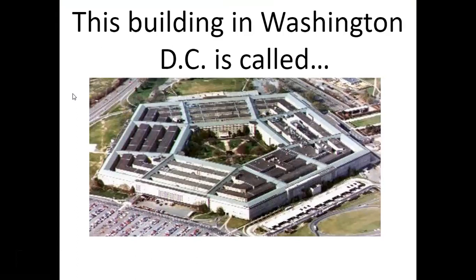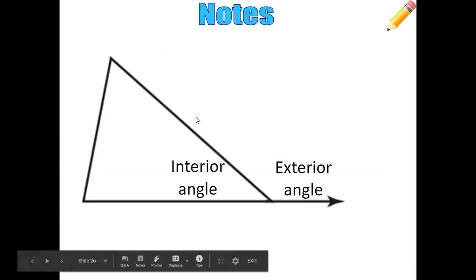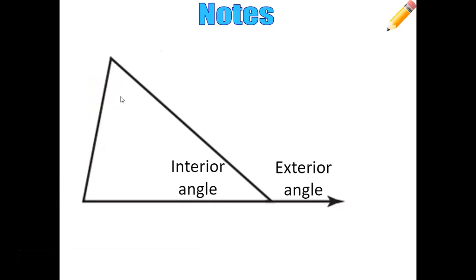So here is a real life example. We have this building in Washington, D.C. that's very popular, and we know it as a pentagon. And the reason why it's a pentagon is because penta means 5, 1, 2, 3, 4, 5, 5 sides, y'all. Now we're on to the next set of notes.